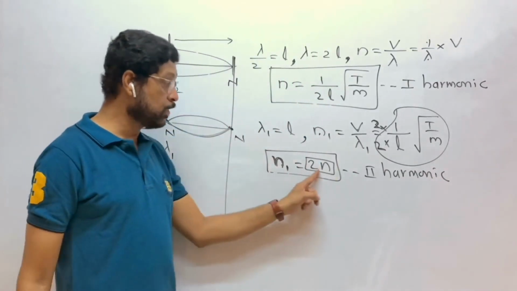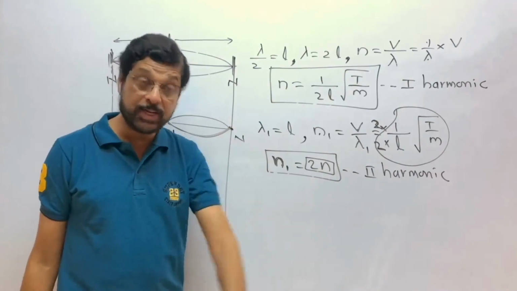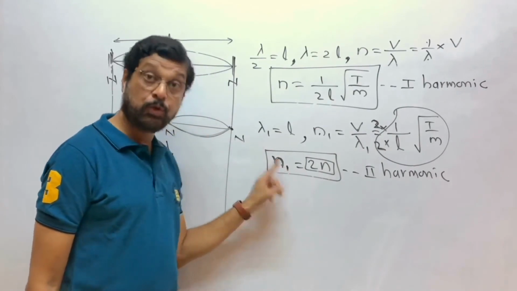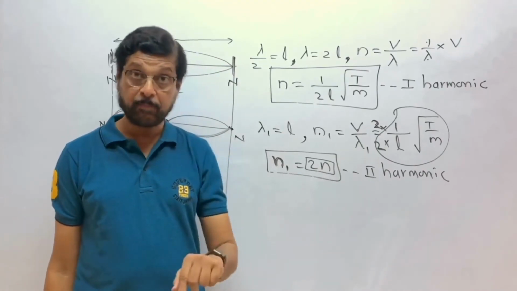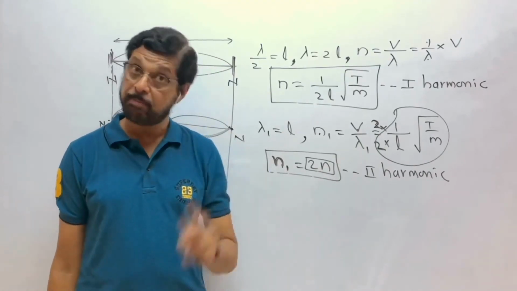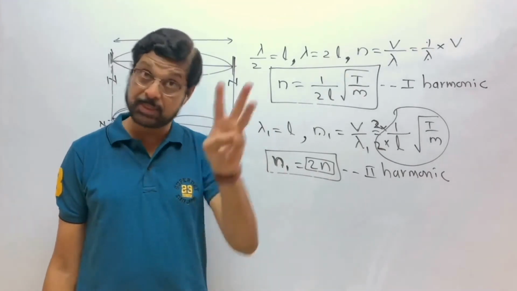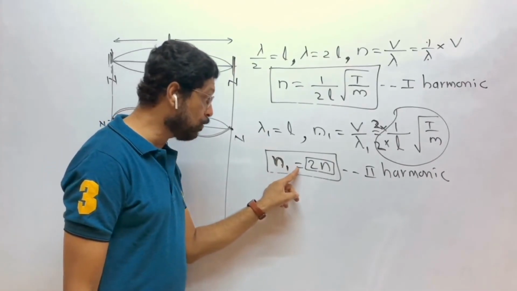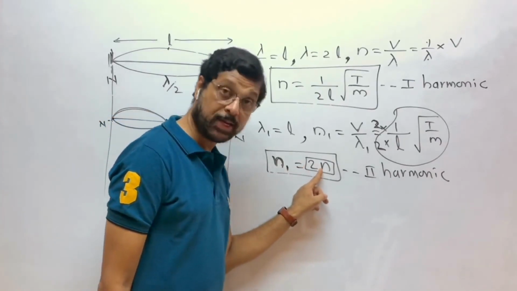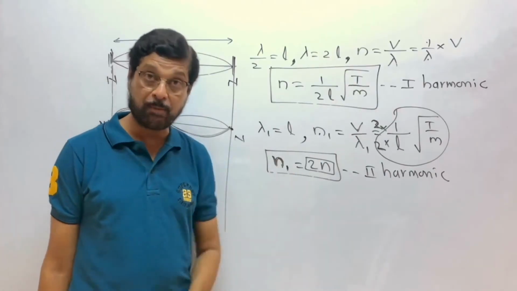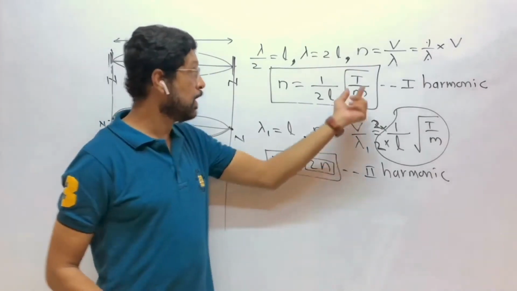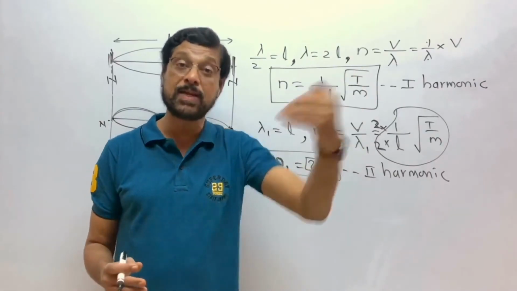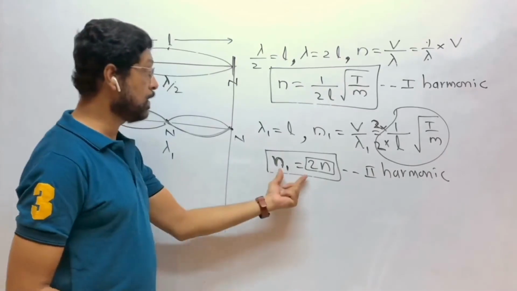So N1 is equal to 2N. How will you read it? First overtone. This subscript we use for overtone. N1 means first overtone, N2 means second overtone, N3 means third overtone. So N1, first overtone, is equal to the second harmonic. What does 2N mean? Second harmonic. Harmonic means this: the first harmonic is N, then the second harmonic will be 2N, the third harmonic will be 3N, and so on.